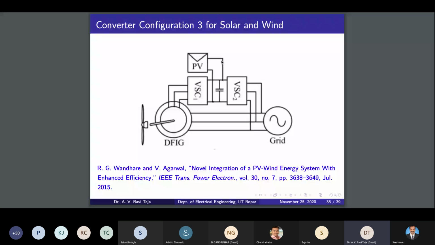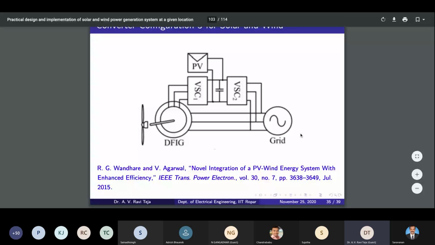So cost is reduced, and also you are able to extract not only solar power but also wind power, and by doing that you are getting more power and you are saved battery cost also. So these are the advantages, and if design is done carefully, this system cost can be made even cheaper than an individual solar installation where you can get only solar power, or an individual wind power installation where you get only wind power.